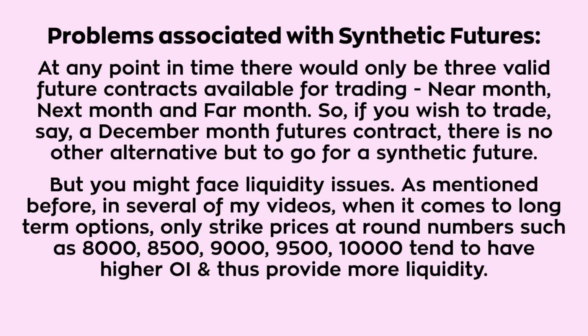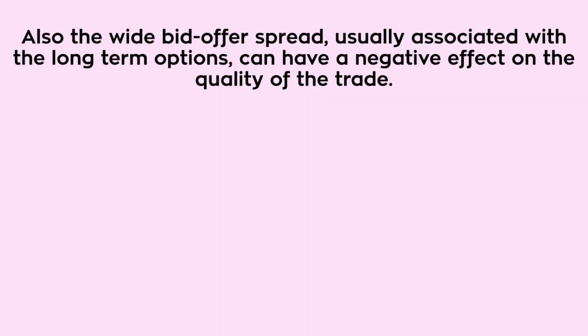As mentioned before in several of my videos, when it comes to long term options, only strike prices around round numbers such as 8,000, 8,500, 9,000, 9,500, and 10,000 tend to have higher open interest and thus provide more liquidity. Also, the wide bid offer spread, usually associated with the long term options, can have a negative effect on the quality of the trade.